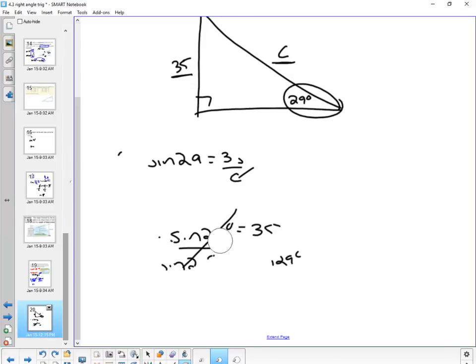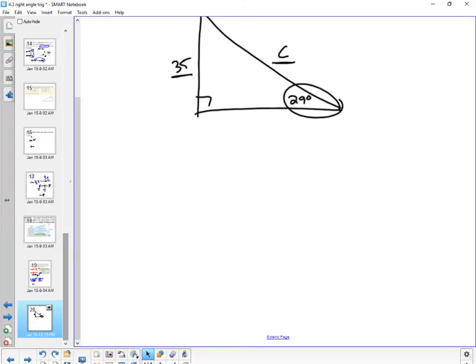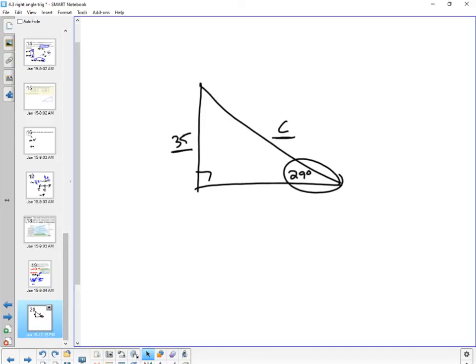There are a couple of things you can do. Let's say you didn't like this for some reason. If this is 29, what's this angle up here? 61. And I don't want this hypotenuse to be in the numerator. Instead of the sine of 29, I could have also done the cofunction, the cosine of 61, and that would also give it to me. There's a bunch of different ways you could have gone.